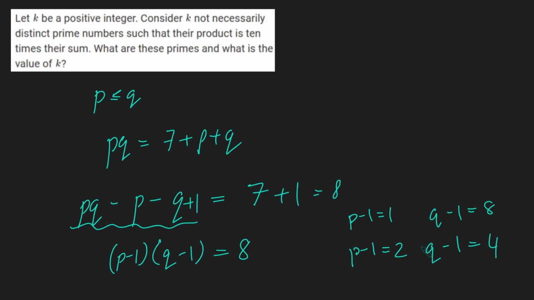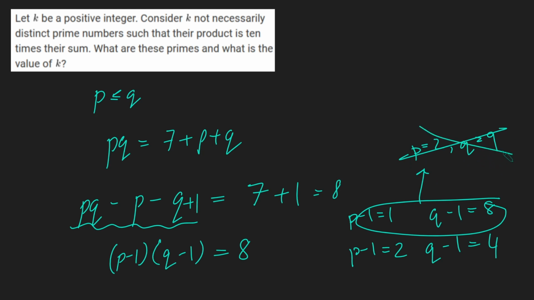And of course, you've got to remember that p must be less than or equal to q, so we can't have p minus 1 being 4 and q minus 1 being 2, for example. So there's only 2 possibilities here. Let's look at this first one. What does this give us? Well, that tells us that p is 2 and q is 9. Uh-oh, this doesn't work because that's not a prime number. What about this second one? We get p equaling 3 and q equaling 5. And those both are prime numbers, so this should work.